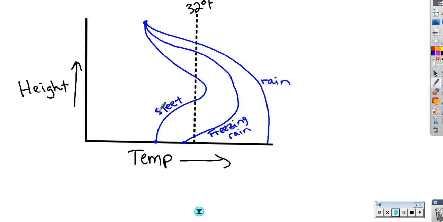And for our last profile, we can just draw basically a line straight down. This is precip that falls through cold air that's below freezing the entire time, and that's what we refer to as snow.